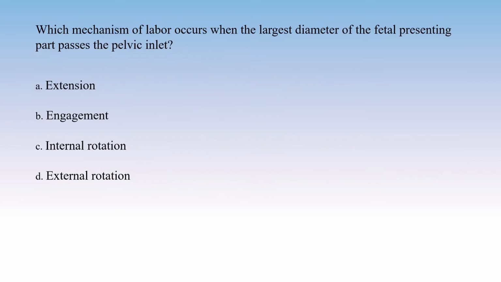or ROT. Which mechanism of labor occurs when the largest diameter of the fetal presenting part passes the pelvic inlet? A. Extension. B. Engagement. C. Internal rotation. D. External rotation.